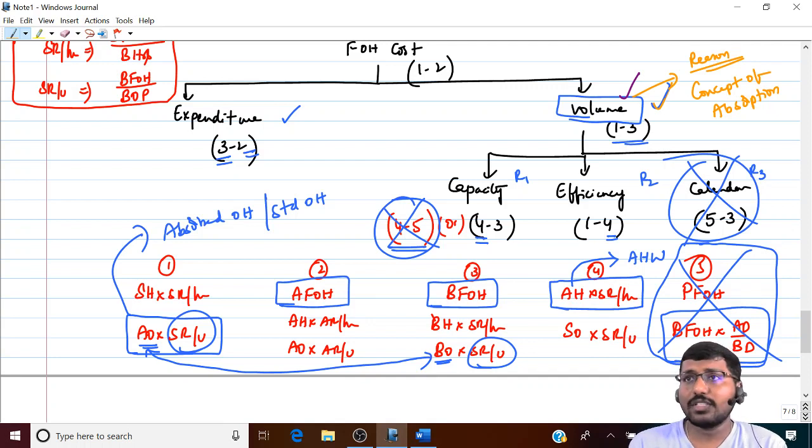So for that, I need to fix the selling price. To fix the selling price, I need total cost plus profit. To get total cost per unit, I should know direct cost per unit as well as overhead cost per unit. But I don't know overhead cost per unit. Still, I can find it by going through 3 steps, which we have learned in the overhead chapter in IPCC, correct? Primary distribution, secondary distribution, and absorption.